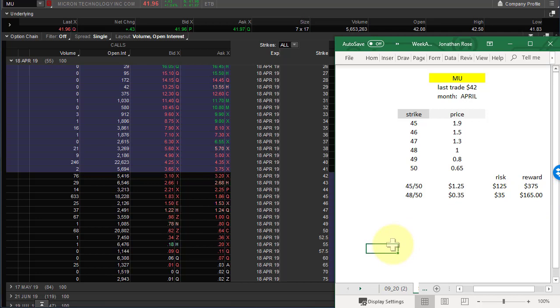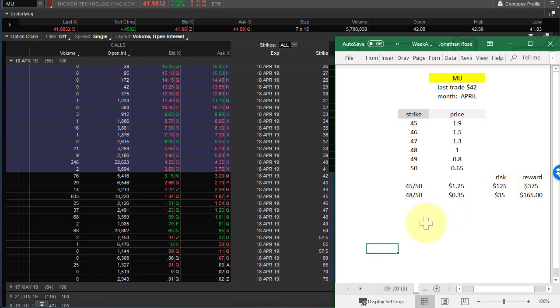So two different ways to handle this trade. What I want you to see is 48-50 is a little bit more speculative, right? Because we need the stock to get higher in order for us to make money. But the reward's also greater. Here, we're risking $35 to potentially make $165. You can risk $350 to potentially make $1,650. The lower, a little bit more of a conservative play, you're still getting a 3-to-1 risk reward.